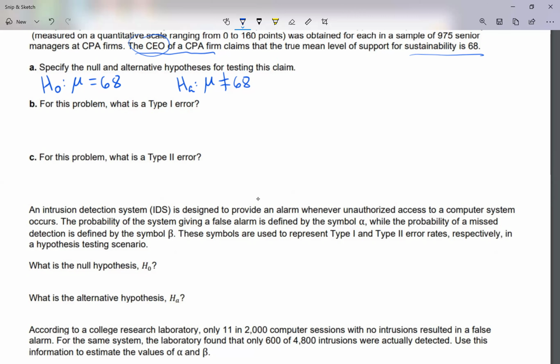Okay, now what is type 2? Remember, type 2 is when I accept the null hypothesis, but in reality, the alternative was true. So in this case, the researcher will conclude that the true mean level of support is 68, because I'm accepting the null hypothesis, when in fact, the mean is not 68. I accepted the null hypothesis, but in reality, the alternative was true.